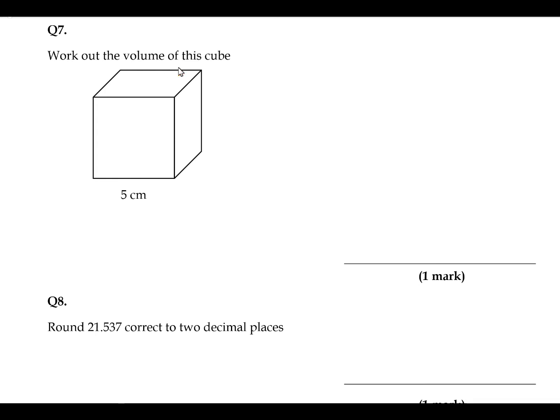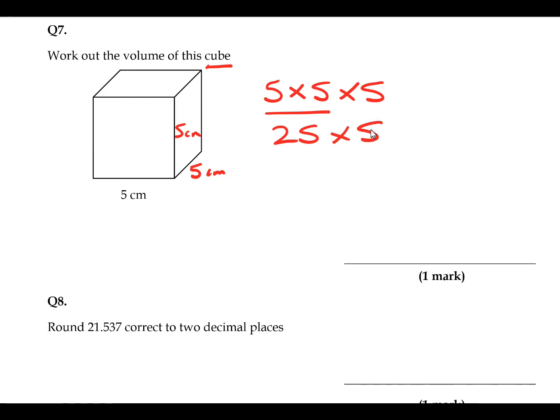Question 7. Work out the volume of this cube. So we need to multiply the 3 dimensions, and the fact that it's a cube means that each of the 3 dimensions are all the same. So we need to multiply 5 by 5 by 5. Now you can break this into parts. You can multiply 5 by 5 to get 25, and then we need to multiply 25 by 5. You might not be able to do this in your head, so just do your box method.